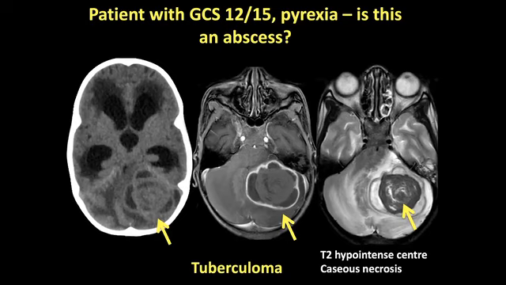So in a patient in whom we see a peripherally enhancing lesion that has this T2 hypointensity, particularly in the setting of TB endemic areas, or in a patient who comes from a place where there is a lot of TB, you need to consider that it's a tuberculoma.